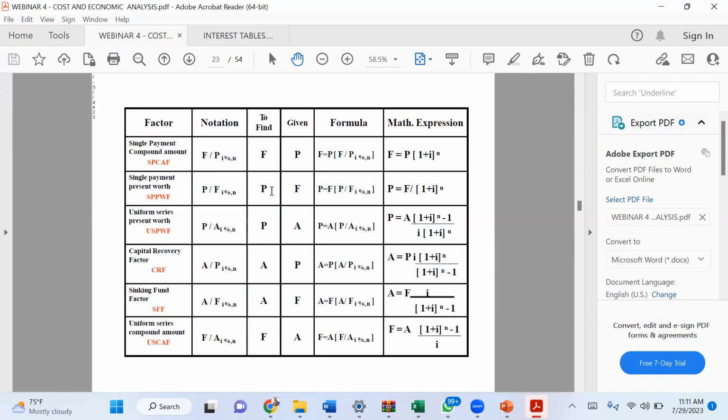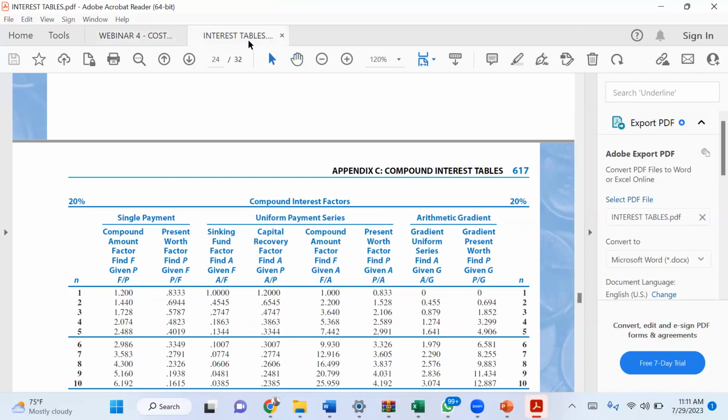The second one, if I'm looking for P and I'm given F, it's just the opposite. This is it.